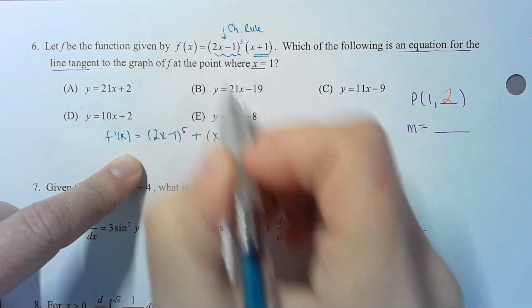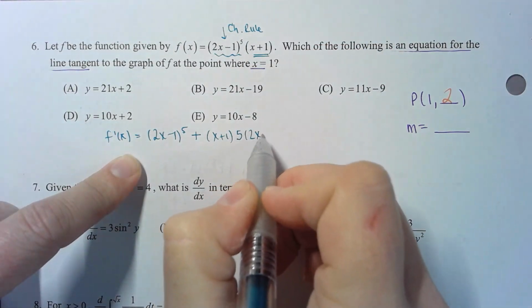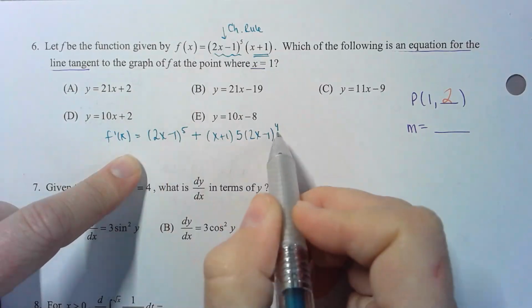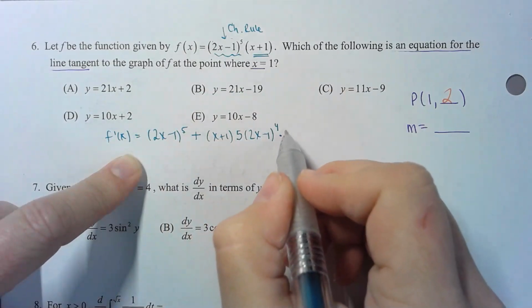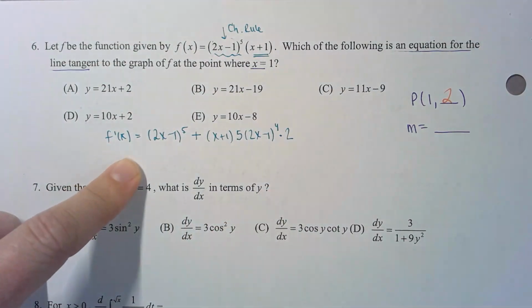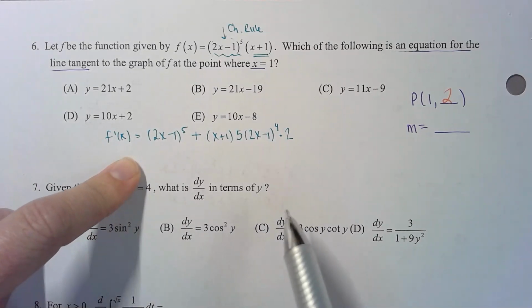All right, so here we go. We're going to bring that 5 down in front, leave the inside alone, subtract 1 from the exponent, and don't forget to multiply that piece by 2. Great, so there's my derivative.